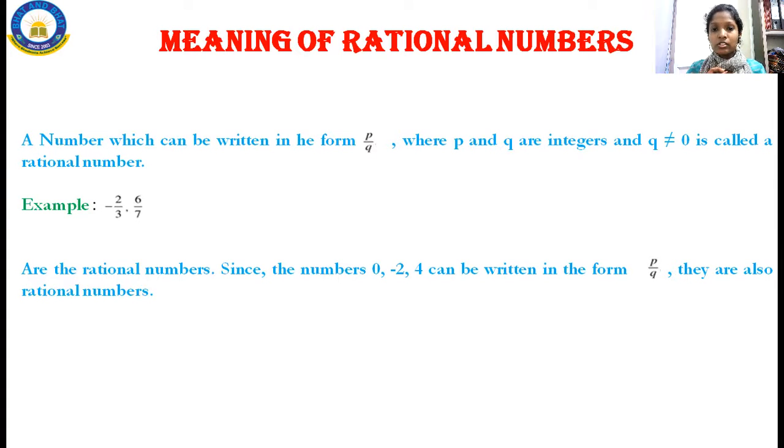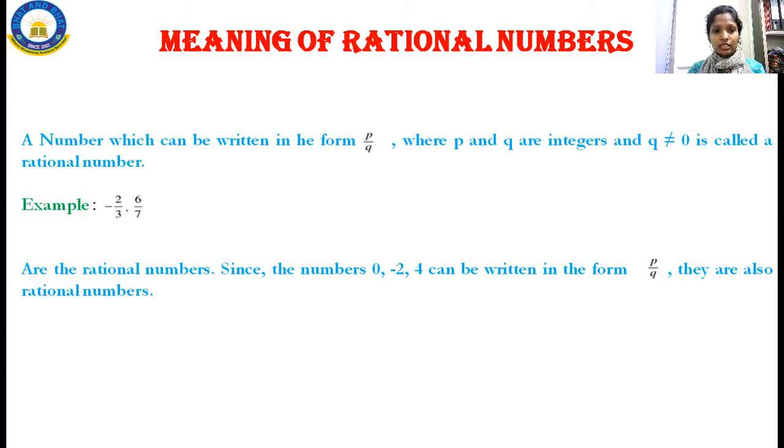Since the numbers 0, minus 2, 4 can be written in the form of p by q, they are also called rational numbers. Even numbers like 0, minus 2, 4, we can write in the form of p by q, so that's the reason we can call them rational numbers. With this we can understand that the number which we write in the form of p by q, where q, the value of the denominator, will not be equal to 0, we call that a rational number.